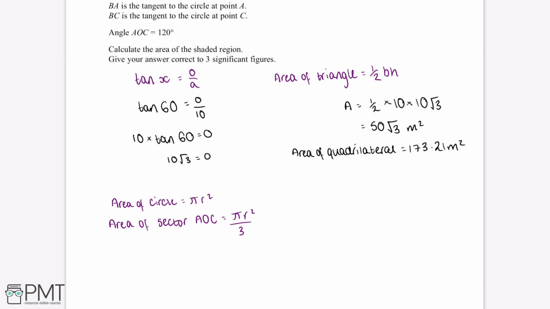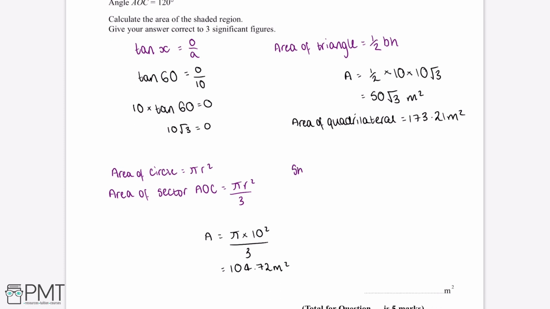So our radius has been given to us as 10, so this means the area of sector AOC will be equal to pi multiplied by 10 squared divided by 3. And this gives us an answer of 104.72 metres squared. So now the final thing we need to do is minus the area of the sector from the area of the quadrilateral.